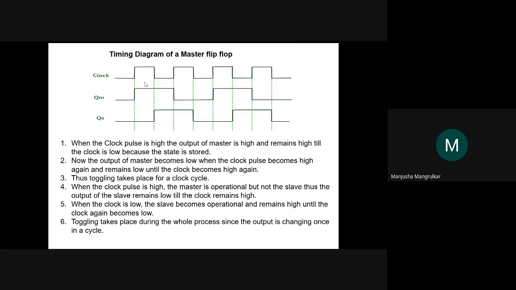These two, high plus low, combine into one cycle. So when one cycle is completed and another cycle starts, your output gets changed. Your output gets toggled between 0 and 1, right?